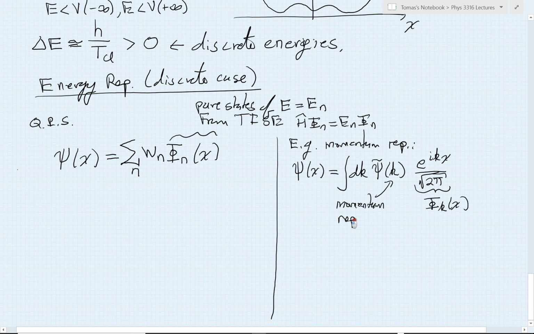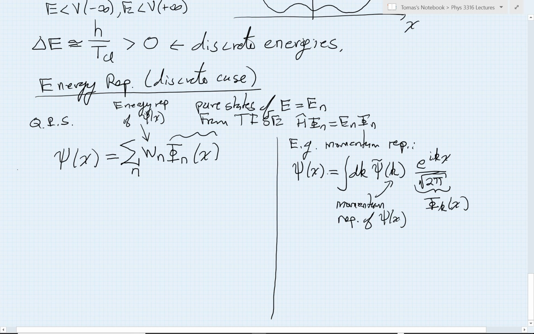of my wave function. So these Wn's, this list of discrete numbers now, not a function, but this list of discrete numbers now, make up the energy representation of my wave function psi of x, just like the psi tilde is the momentum representation of my wave function psi of x. Okay, good. So that's the first difference, that we will have now discrete sums instead of continuous integrals.